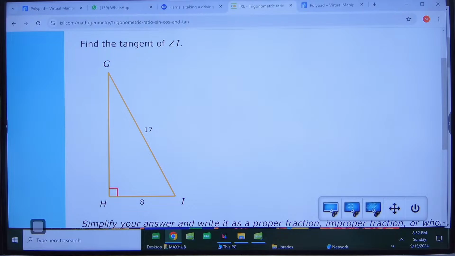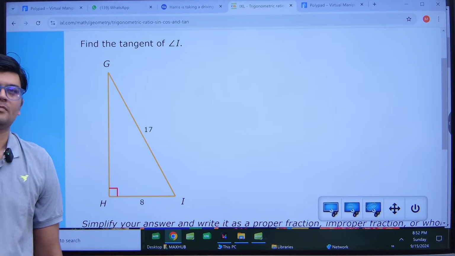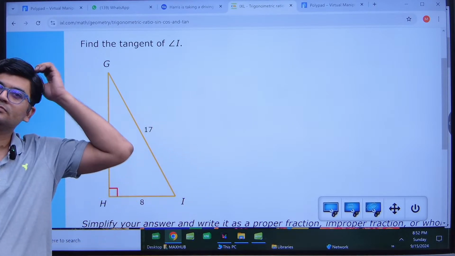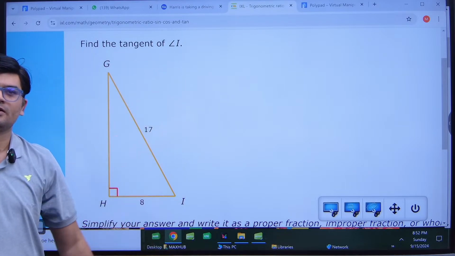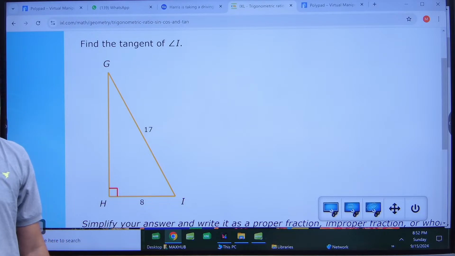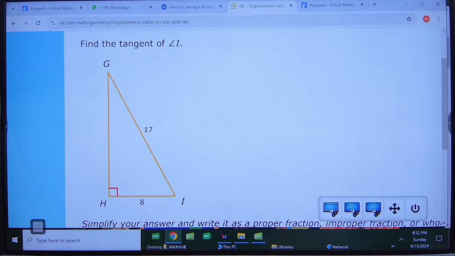Tan of I. So you have to find the third side as well with the help of the Pythagoras theorem. So hypotenuse squared is equal to 289. Perpendicular squared is equal to hypotenuse squared minus base squared. So that means, what do we have to find? Tan, perpendicular. So we have to find that.